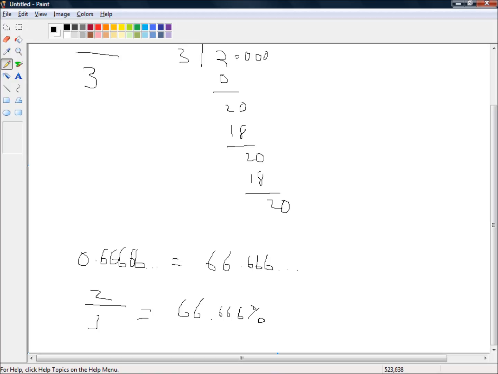Okay, I hope that was helpful. Why don't you have a go at picking some random fractions and converting them to percentages, and pick some random percentages and convert them to fractions.